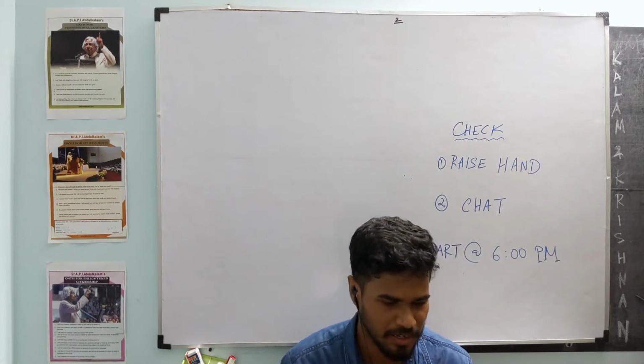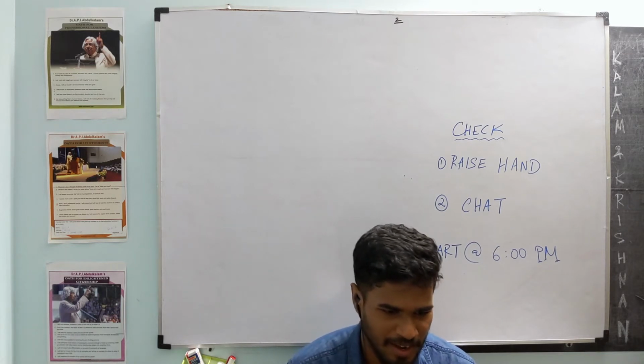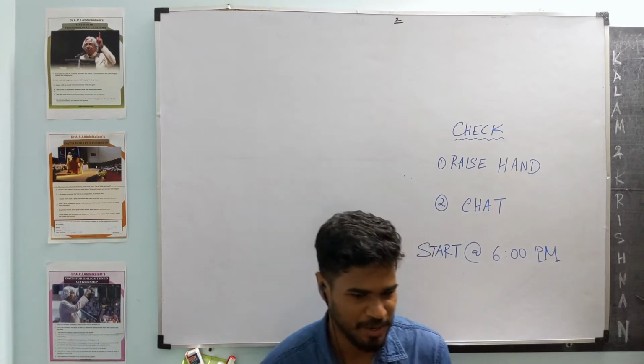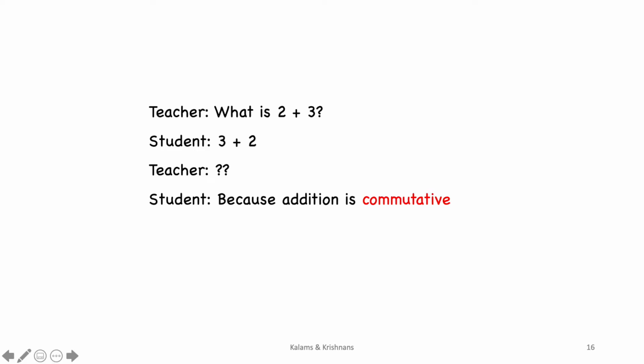Let's use a pen and paper. Let's start solving some questions. So I have an example over here to just add some spice. The teacher said, what is 2 plus 3? A student replied 3 plus 2, and of course the teacher was puzzled. He didn't know what to reply for a moment, and then the student added, because addition is commutative.